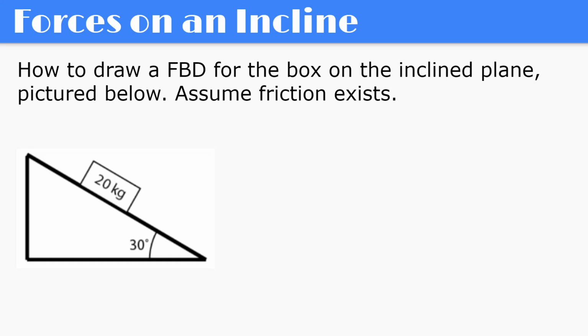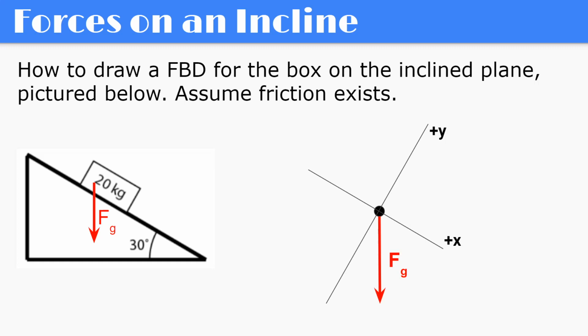So let's talk about how to draw a free body diagram for the box on the inclined plane that's pictured below, assuming that friction exists. Okay, so forces that we need to draw. First things first, whenever we draw our free body diagram at an incline, the first step in our free body diagram construction thus far has been to draw axes, an x and a y axis. I'm still going to do that.